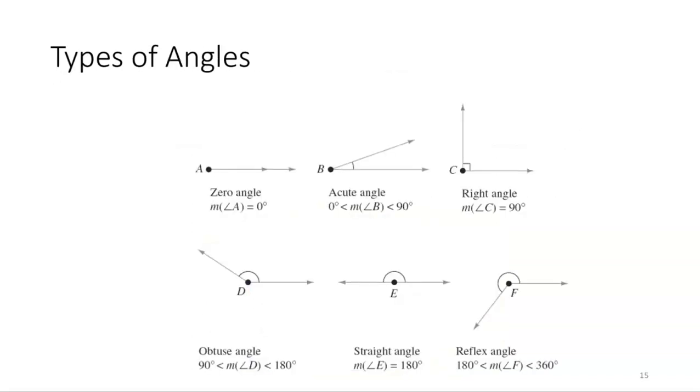So some common terms. A zero angle is one where both rays are identical to each other, so there's nothing in between them. They're both pointing in the same direction. An acute angle is one between 0 and 90 degrees. A right angle is exactly 90 degrees. Obtuse angles are between 90 and 180. A straight angle is equal to 180. And if you get something more than 180 and less than 360, that's called a reflex angle. So that's basically the larger angle compared to an acute or obtuse angle.